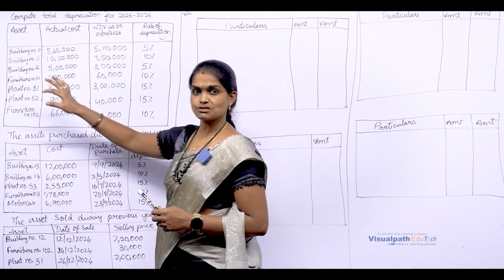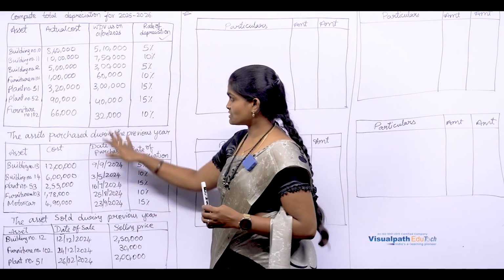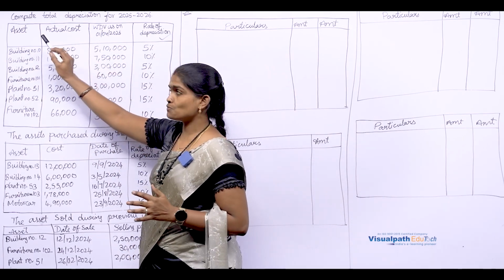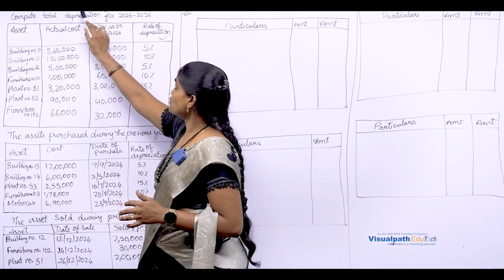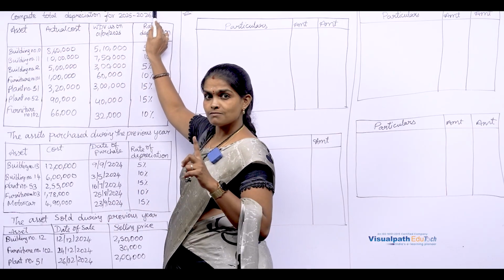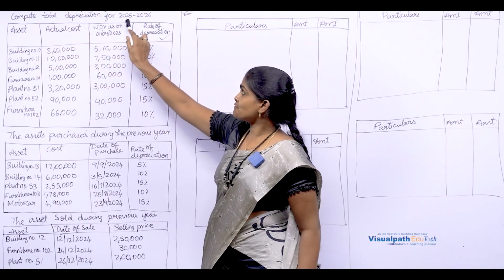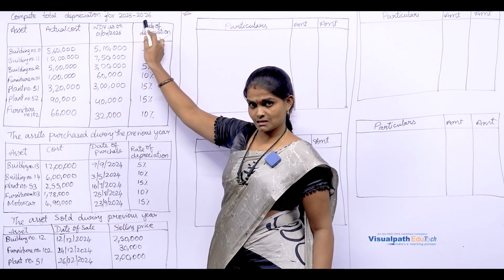We will start with question number 5. Here is the question. These are the information given. Now first let us look into the question. What all are given? Mr. A owns the following asset as on 1st April 2024. Compute total depreciation for 2025-2026.